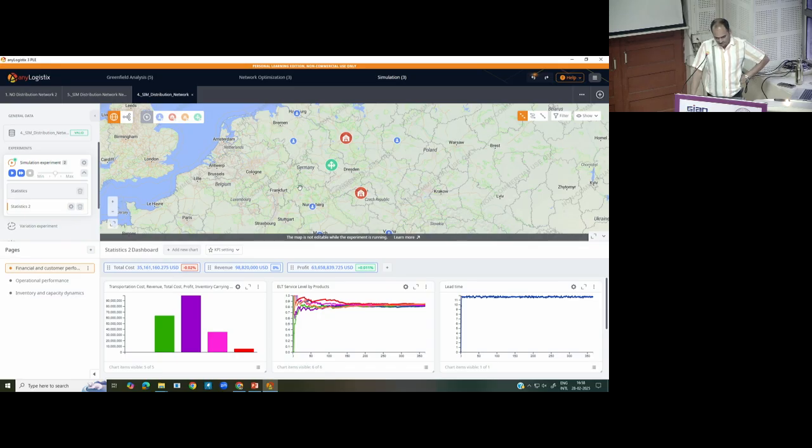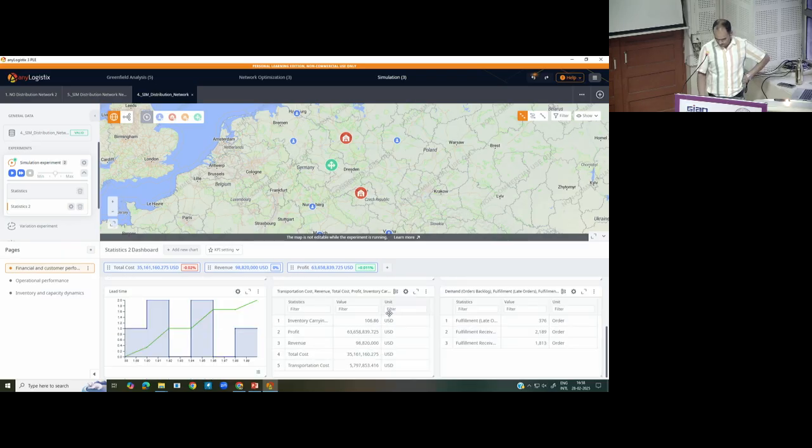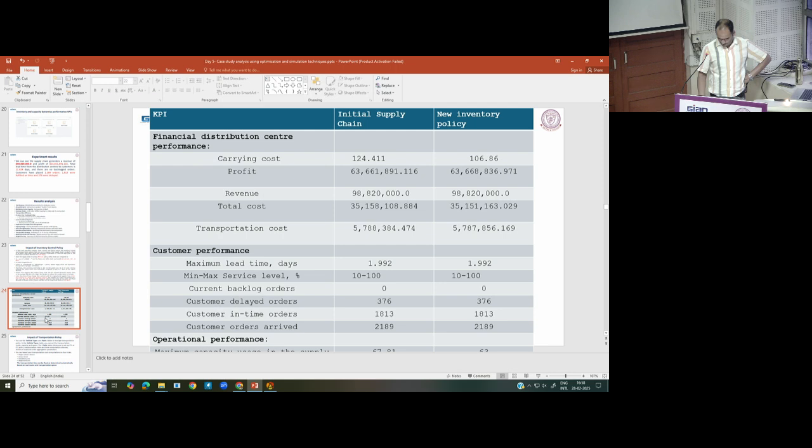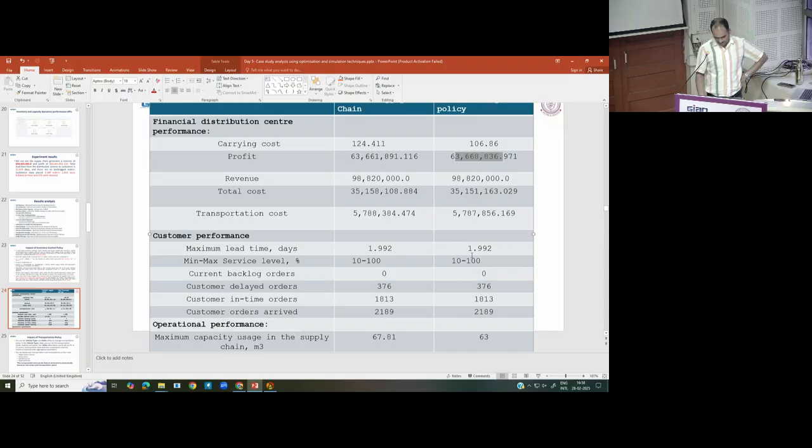Profit increased a little bit. Let's see what happened to the demand. Demand is still 376. 63.6. Okay, so this is your initial supply chain. New inventory policy we have included, but still our customer delayed orders are 376. Profit went up a little bit. Maximum capacity usage in the supply chain is 63.